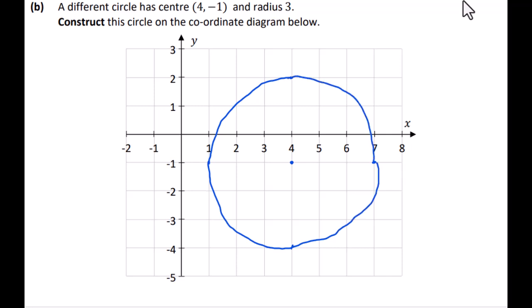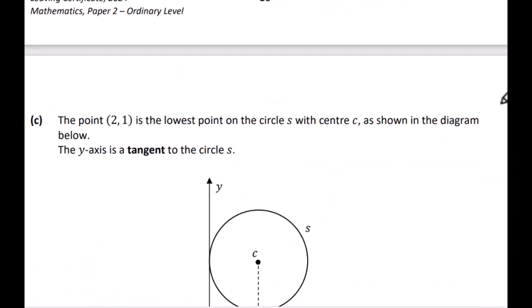Anyway, you get the idea. That's not a very good circle, but it should look generally something like that. Okay, so let's look at part C.